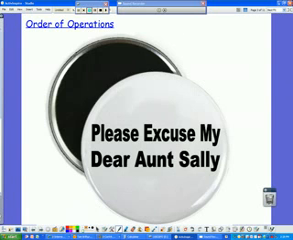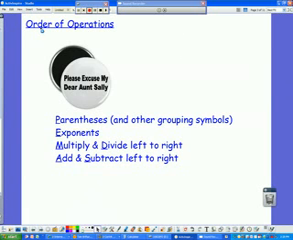Okay, order of operations. Remember the little old saying, please excuse my dear Aunt Sally. The P stands for parentheses and all the other grouping symbols, which could include brackets, fraction bars, those things. E stands for exponents. M and D go together, multiply and divide, and make sure that you do those left to right. And then add or subtract from left to right.